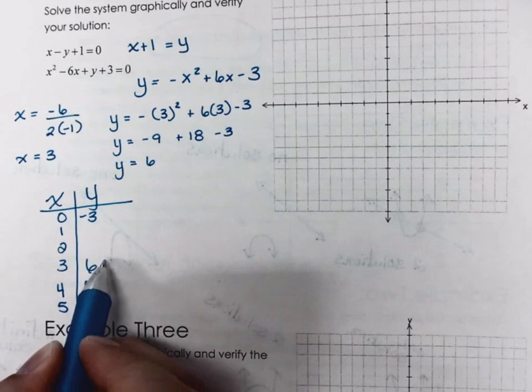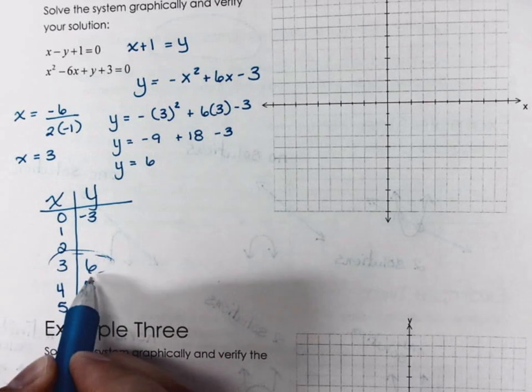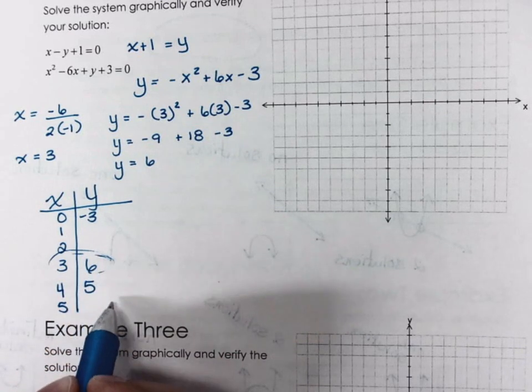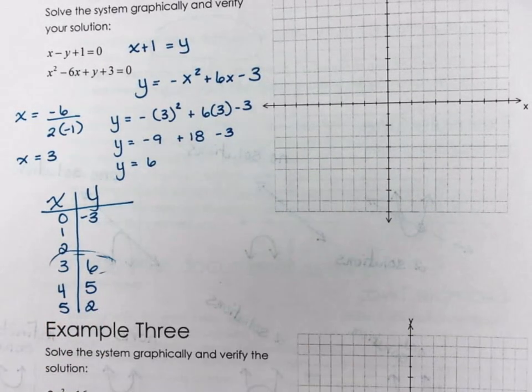And we know if our graph opens down, that's the highest point. So we anticipate that all of our other values should be less than that. What do we know about a parabola? What makes it beautiful? Symmetrical. It's symmetrical.